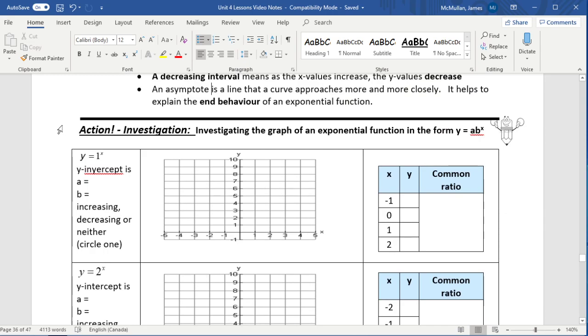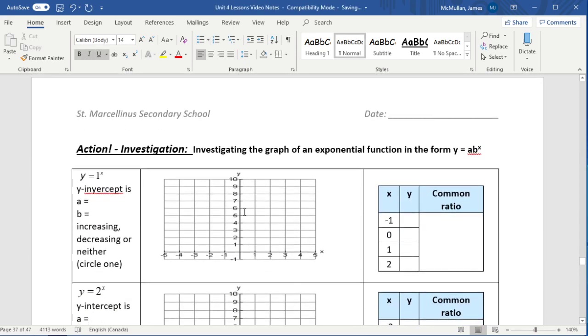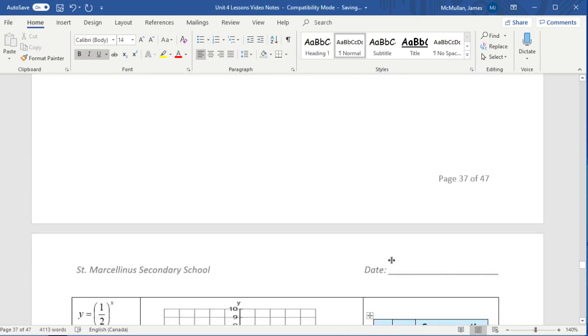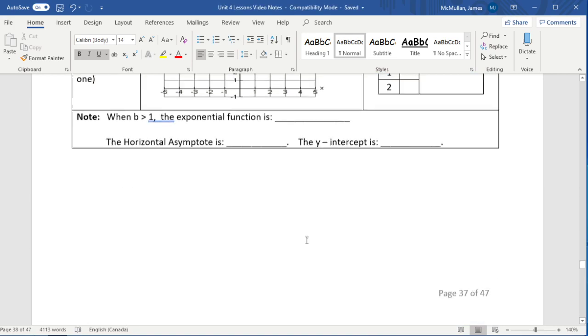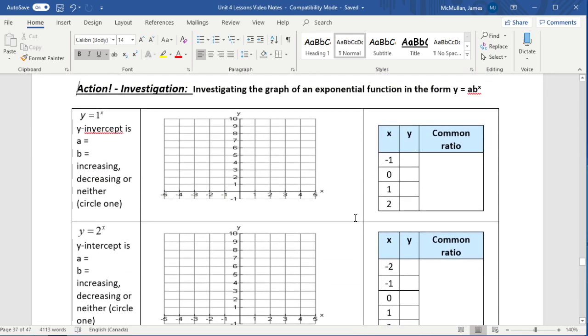I don't know how much of this is necessary to watch on a video, and you can just do it on your own. I think what we should do is, I'll give you the points, we'll look at the graph, and then you can draw it on your own time.